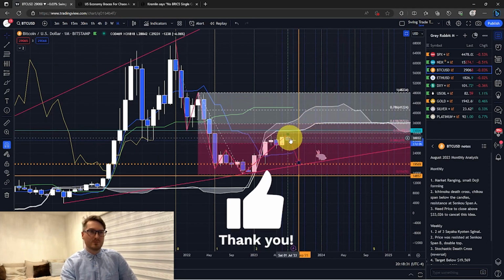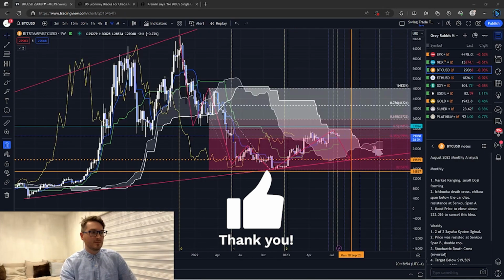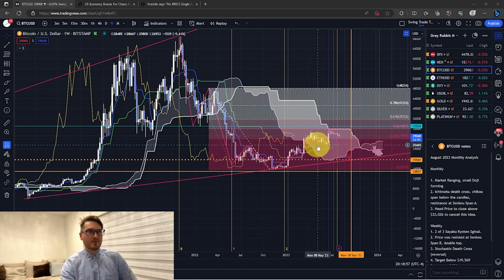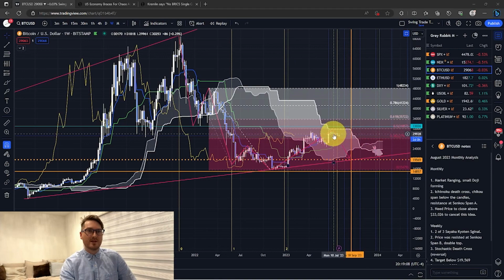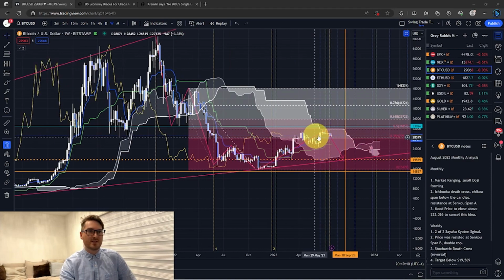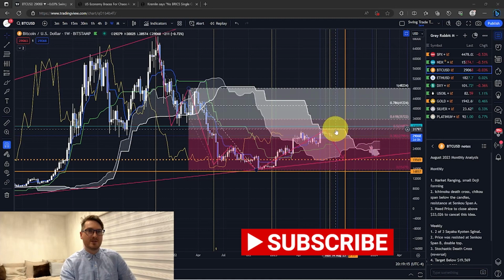But I'm expecting price to reverse from these levels, because if you take a look at the weekly chart, here we are on the weekly chart, and we had 2 out of the 3 Sanyaku Kouten signals in the bullish direction. We had a gold cross and the Chikou span above the candles, but we didn't have price break the Kumo cloud. Right now, it appears that we have a double top, and price is getting resisted here at Senkou span B on the Kumo cloud.